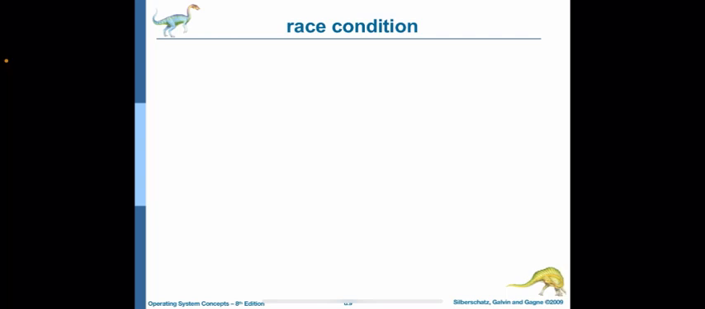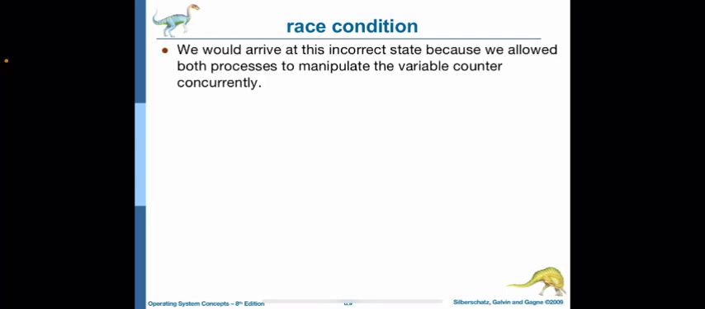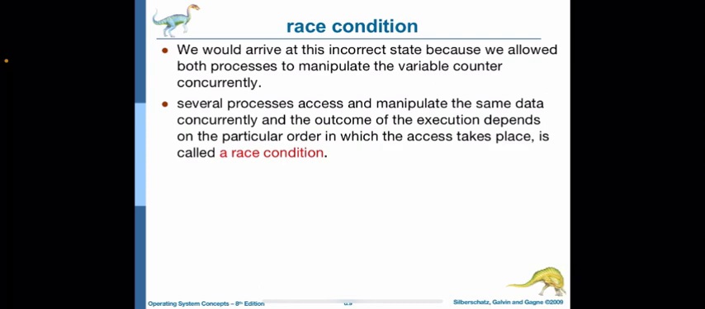Okay, so let us define what is race condition. We would arrive at this incorrect state because we allowed both processes to manipulate the variable count concurrently, right? The same variable count was manipulated by both producer and consumer simultaneously. That was the reason for this inconsistency. So let us formally define this race condition. Several processes access and manipulate the same data concurrently, and the outcome of the execution depends on the particular order in which the access takes place, is called a race condition.